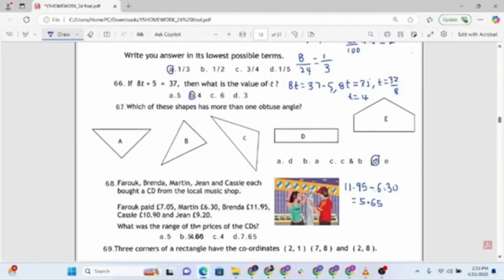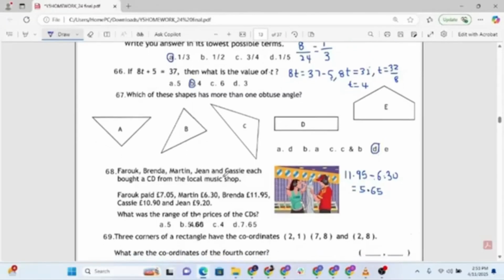Question 68. Farouk paid 7 pounds and 5 pence. Martin paid 6 pounds and 30 pence. Brenda paid 11 pounds and 95 pence. Cassie paid 10 pounds and 90 pence. And Jean paid 9 pounds and 20 pence. What was the range of the prices of the CDs? The correct answer is option B, 5 pounds and 65 pence. Explanation. The lowest price is 6 pounds 30 pence. The highest price is 11 pounds 95 pence. Subtract 6 pounds 30 pence from 11 pounds 95 pence to get 5 pounds 65 pence.